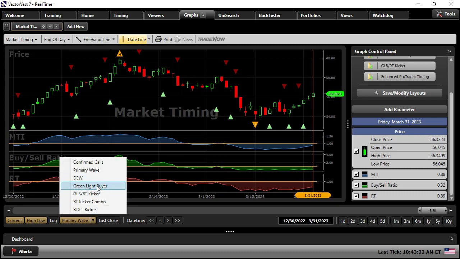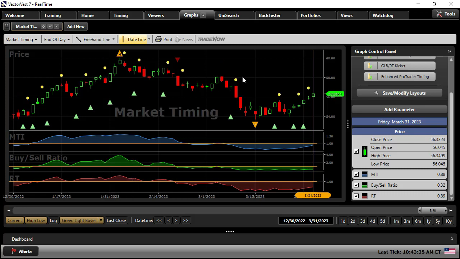Next is the green light buyer. This is an important one. We want to see a green light in the price column. We can get a primary trend up without a green light in the price column, but we like to see the green light. And then once we have that follow through to the upside, a great time to begin to replace those stocks in your portfolio. But again, it's important to get that follow through.